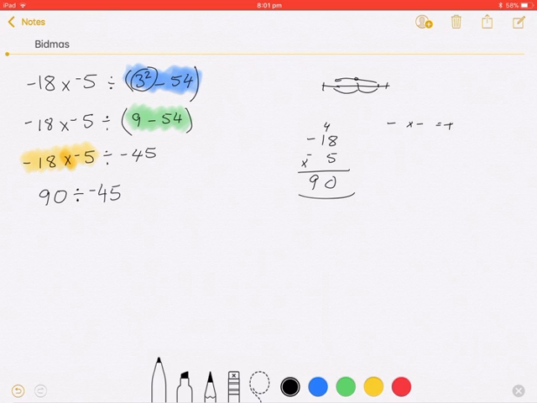And then the last bit, obviously, there's only a division left there. So you've got 90 divided by negative 45. Now remember that 90, even though it's not written there, there's a little positive number. So a positive number divided by a negative number is going to give you a negative number because they're different. So I should really have an equals on each of these. 90 divided by negative 45 is negative 2.